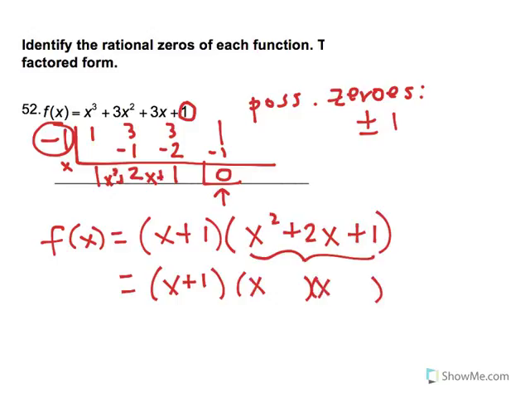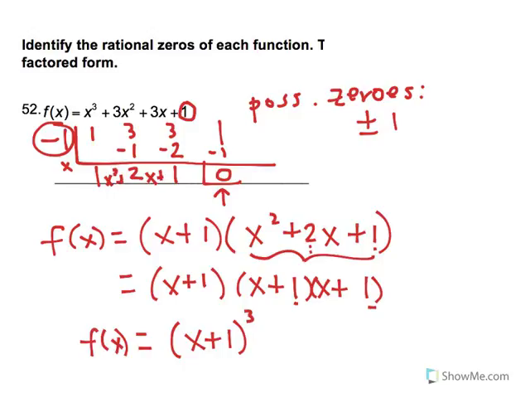We have x and x. The only way that we can get the numbers to work out is 1 and 1. That will be 1 times 1, which will be 1, and 1 plus 1, which is 2. So since all 3 of them look the same, we can actually rewrite this in (x plus 1) cubed form, and that will be the function.